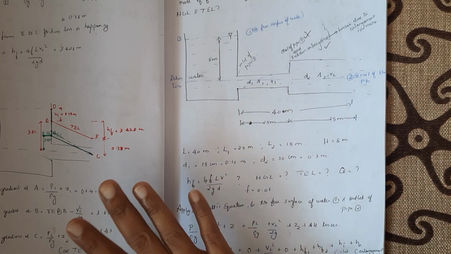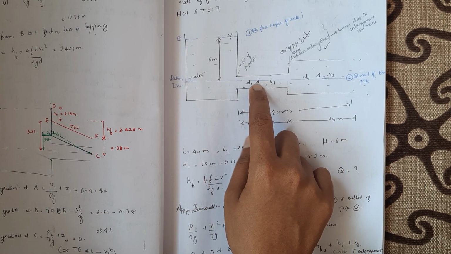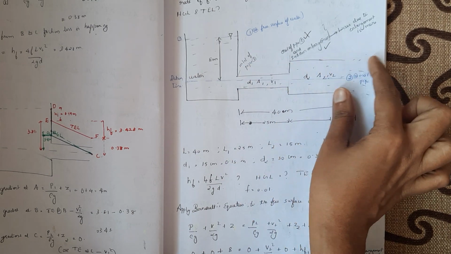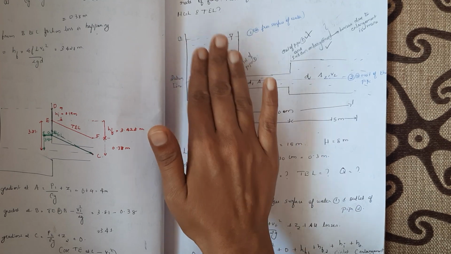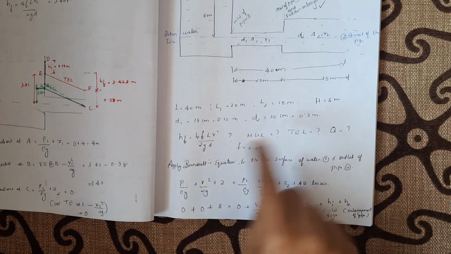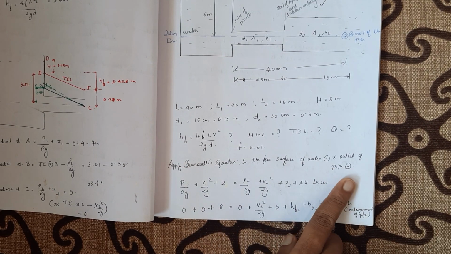So unlike the previous question, where I had marked V1 as the velocity of flow in the first pipeline and V2 as the velocity of flow in the second pipeline, I did not mark any velocities here. Okay, I am taking it as V. Now apply the Bernoulli's equation to the free surface of water and at the outlet of the pipe.